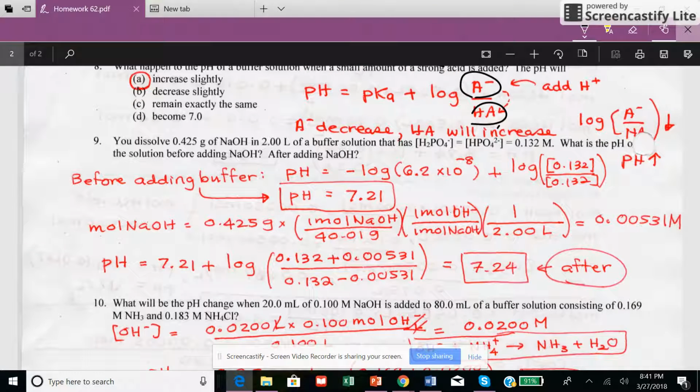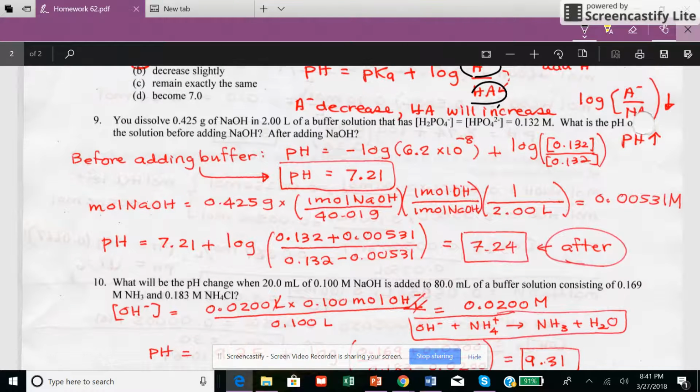Number 9, if you dissolve 0.429 grams of hydroxide in 2 liters, okay, and then to have a buffer solution where the concentrations of these two are the same, what is the pH of the solution before adding hydroxide? Before adding, you just plug in the values. Okay, so this is the concentration of the acid and base. So this log term is essentially equal to 0. So pH is equal to pKa, 7.21.